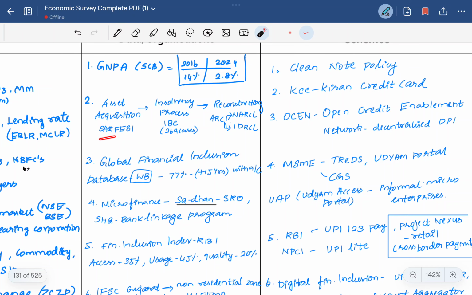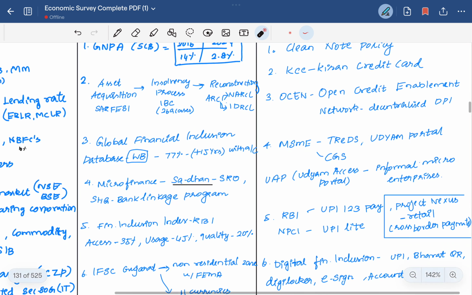Then the SARFAESI, then IBC, asset reconstruction companies, the Insolvency and Bankruptcy Code. This is some of the basic security asset reconstruction process during the asset acquisition, insolvency process, and the reconstruction of the assets. The IBC has successfully completed the process of around 269 cases, which is significantly reducing the banks' pressure. Then asset reconstruction companies like the National Asset Reconstruction Company and the Indian Debt Resolution Company Limited are being framed.